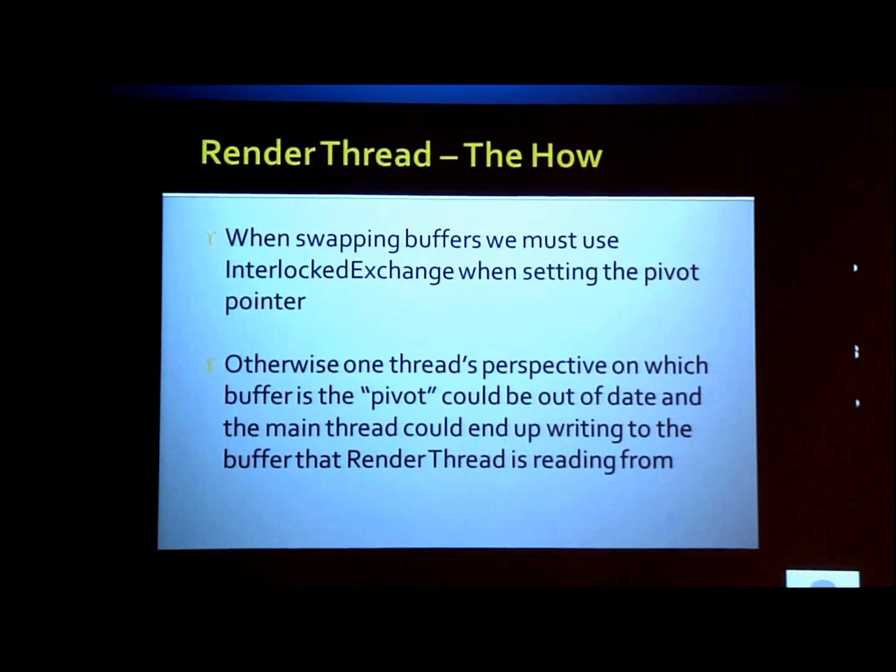Now, the reason we have to do it is memory ordering, really. Because if we just set it without an interlocked exchange, we don't have any guarantee as to when that write will become available on the opposite thread. And if the pivot pointer is out of date, then the main thread can see the old pivot pointer, and it'll be writing what the render thread is reading from, which is like the exact opposite of what we want to happen, and that's very bad.